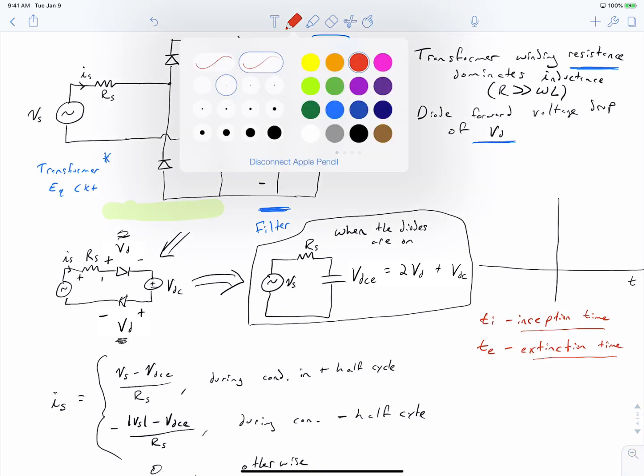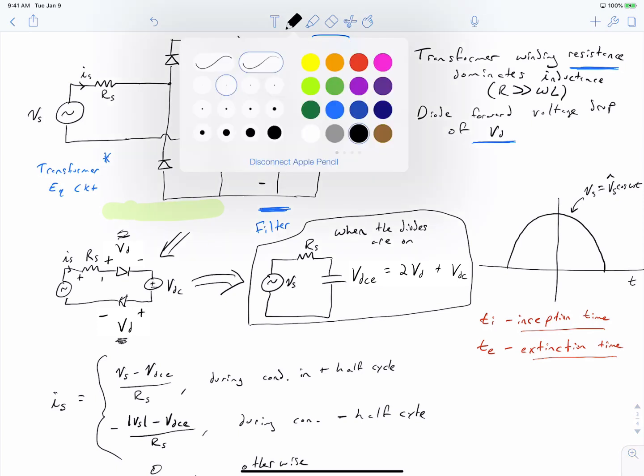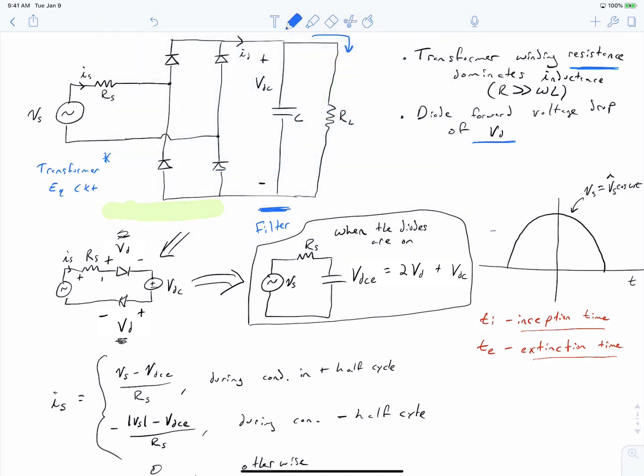So we'll start by sketching what Vs looks like about the time t equals 0. So this is Vs. And in this case, we are actually going to be assuming that this is a cosinusoidal current, so it peaks at time equals 0. So it equals Vs hat times the cosine of omega t. And on the same plot, we're going to show our equivalent output voltage. This is VDCE.